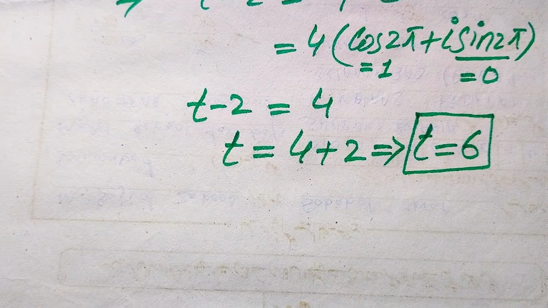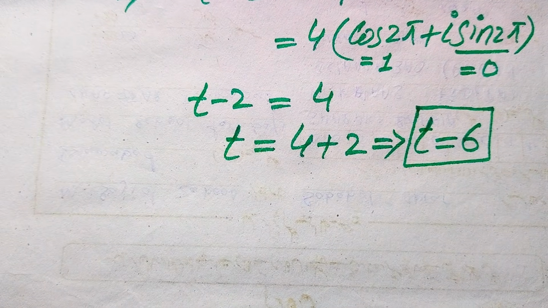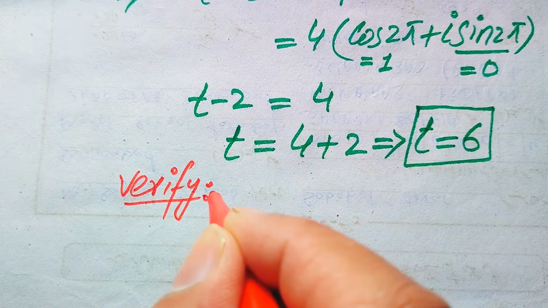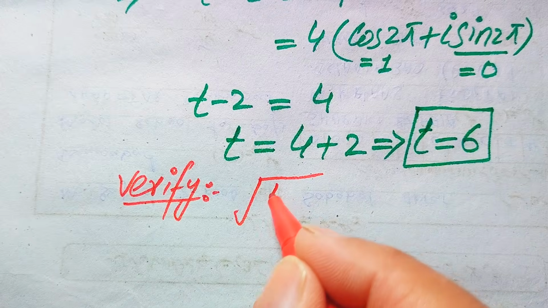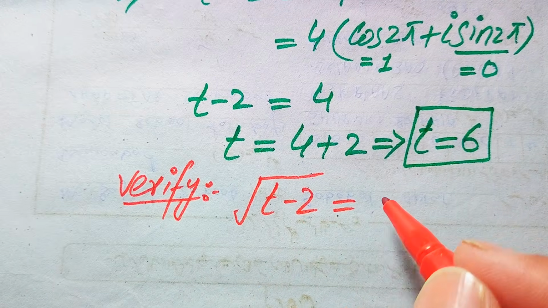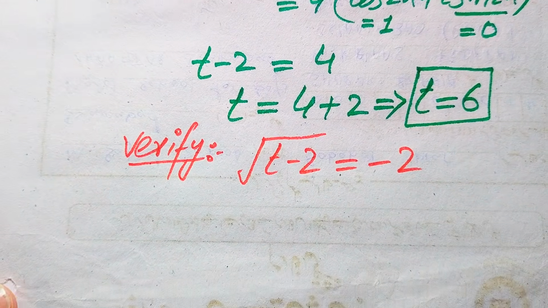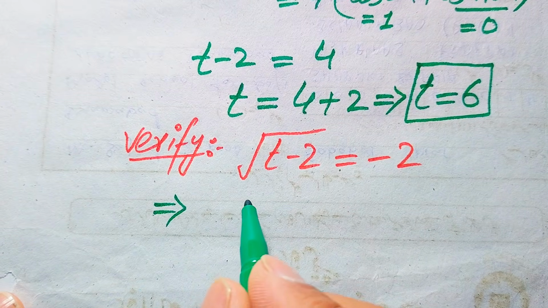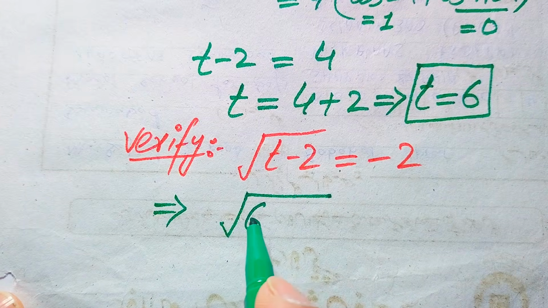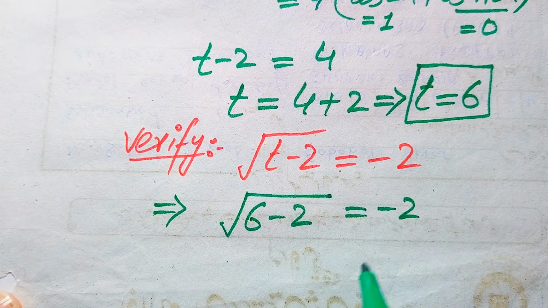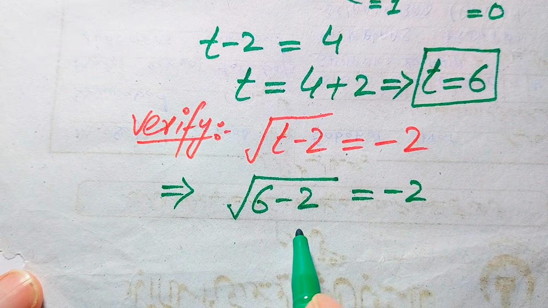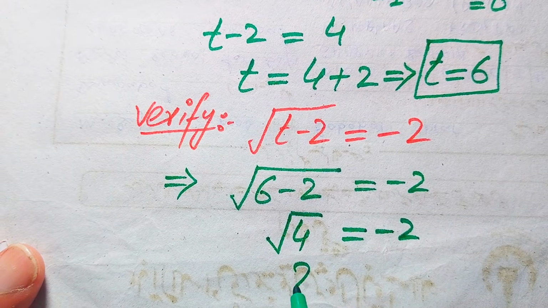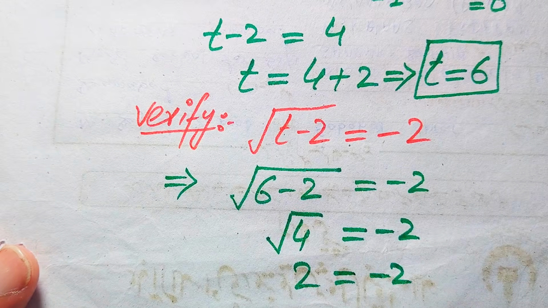Now in the next step we need to verify whether this value of t is a solution or an extraneous root. For verification, we copy down the given question statement: the square root of t minus 2 is equal to minus 2, and we substitute this value of t into the left hand side. It becomes the square root of 6 minus 2 is equal to minus 2. So 6 minus 2 becomes the square root of 4 is equal to minus 2, and the square root of 4 becomes 2 is equal to minus 2.